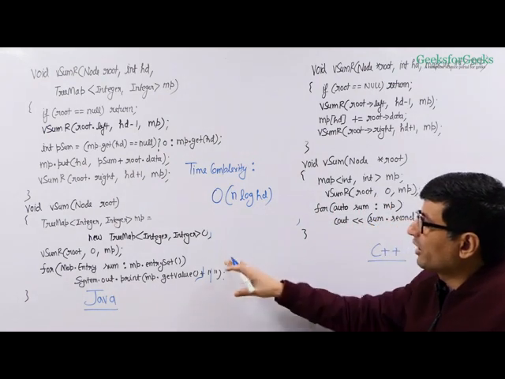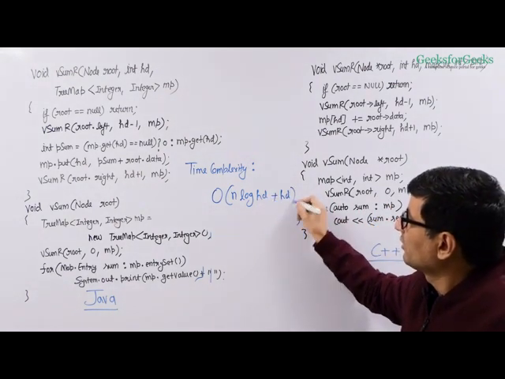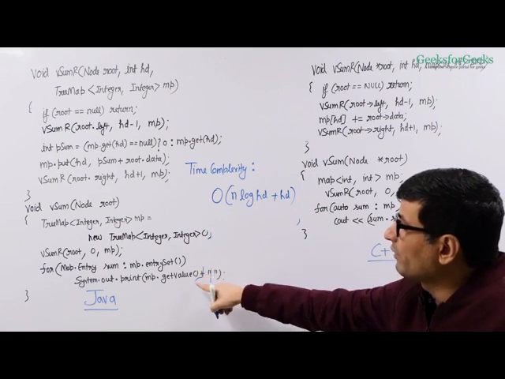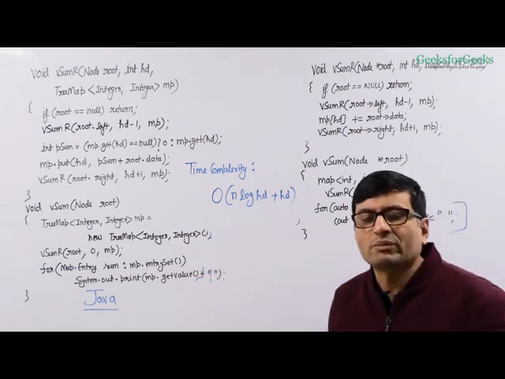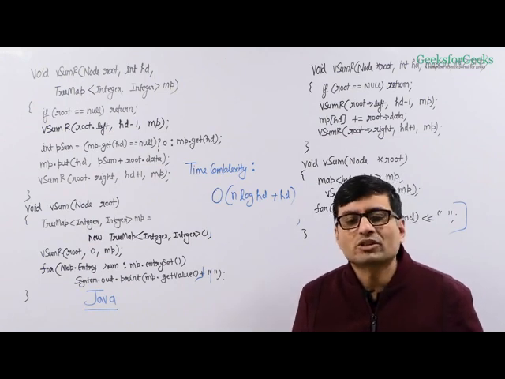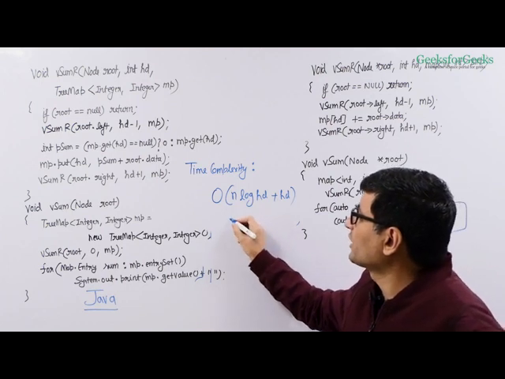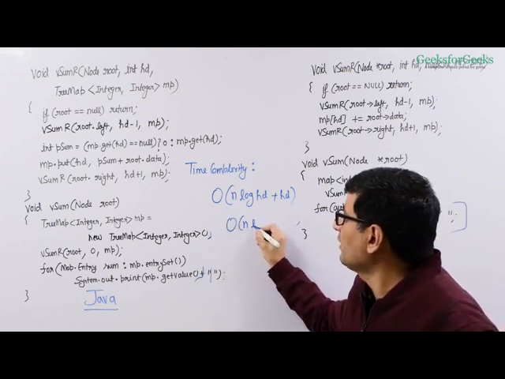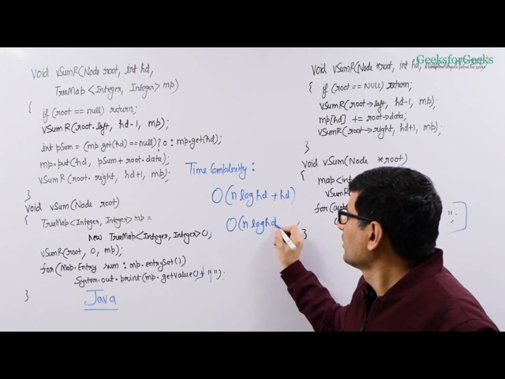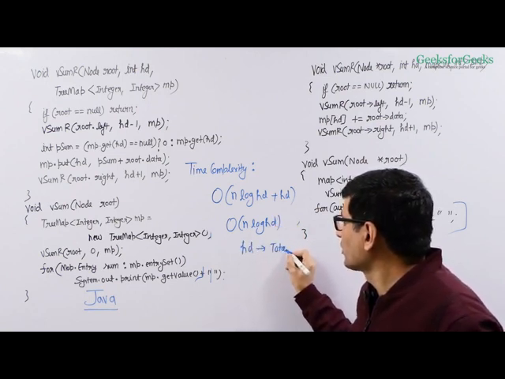And for the traversal part, we just need to traverse HD nodes. This traversal of a tree map or map takes big O of n time when there are n items in this. Since there are big O of HD items, it's going to take big O of HD time. And HD is a lower term than n log HD. So we can say time complexity is big O of n log HD, where HD is total number of possible horizontal distances.